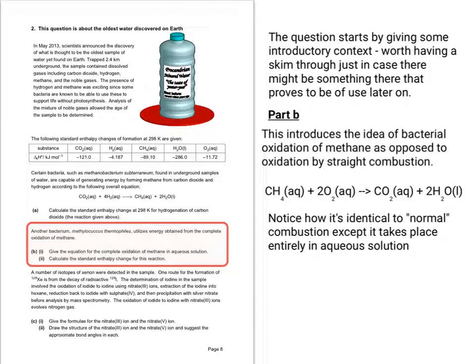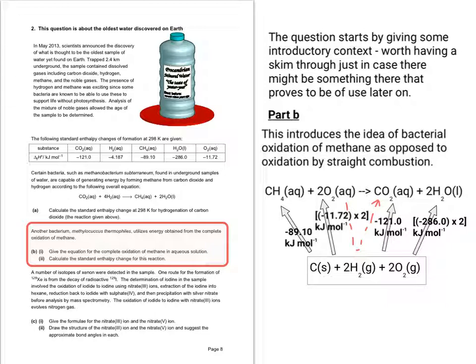So the equation for oxidation, complete oxidation in aqueous solution is exactly the same as the equation for normal combustion, except the state symbols are changed. Obviously you don't have CO2 as a gas, O2 as a gas, or CH4 as a gas. But liquid and aqueous can mix together, so you can still have water in the liquid form.